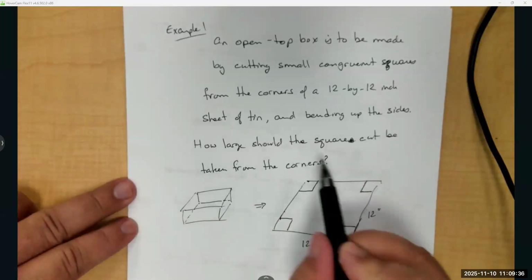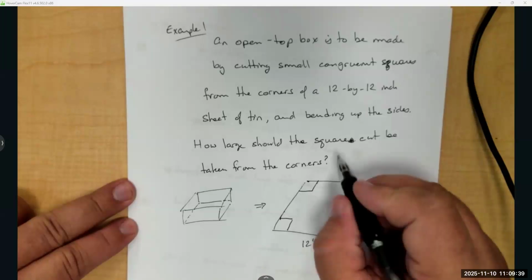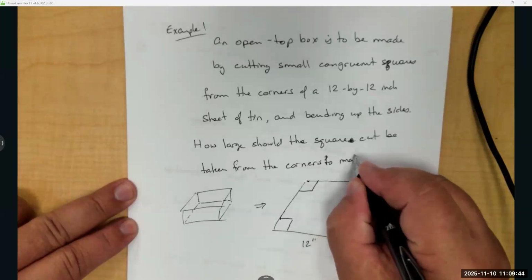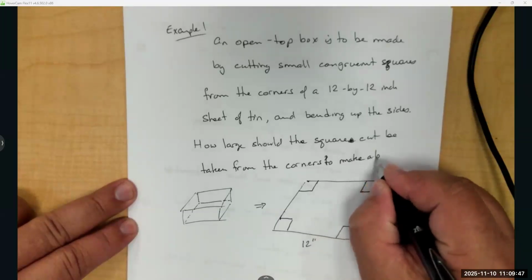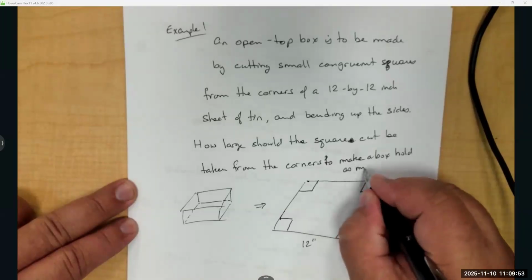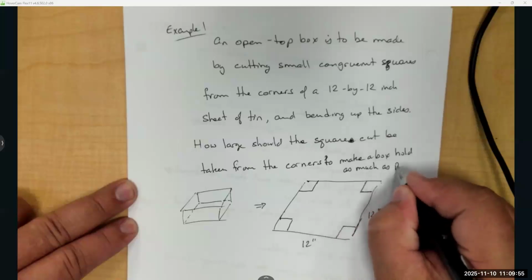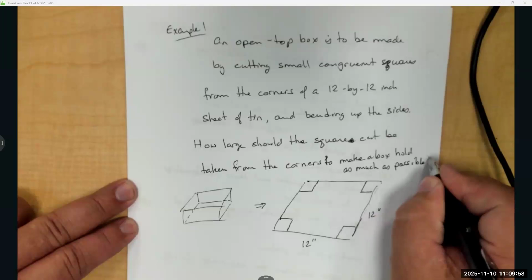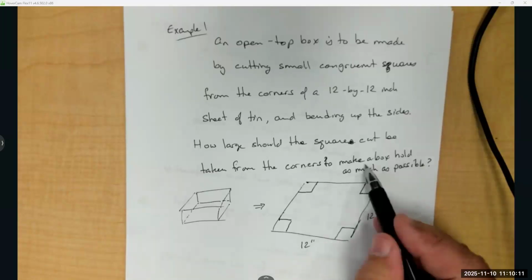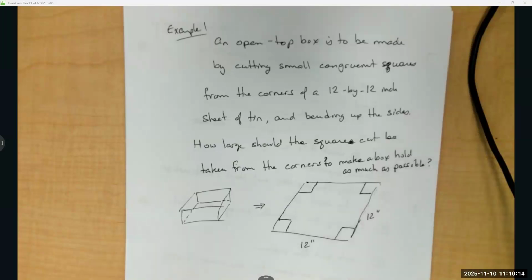How large should the square cut be, taken from the corners, to make a box hold as much as possible? So remember, this is an optimization problem. Since it says holding as much as possible, we're looking for the maximum.